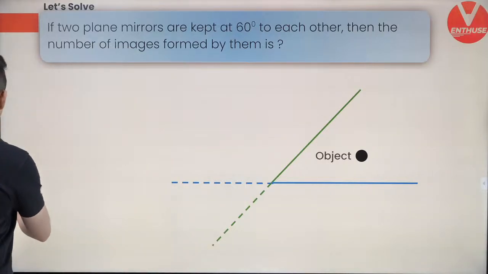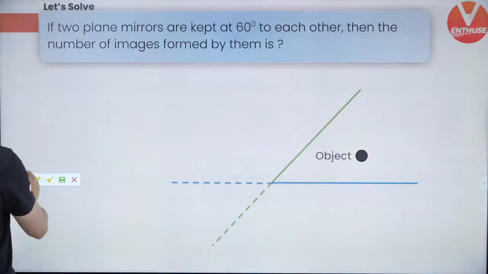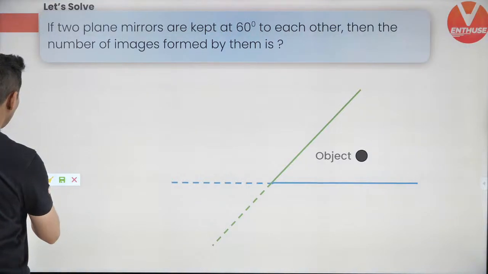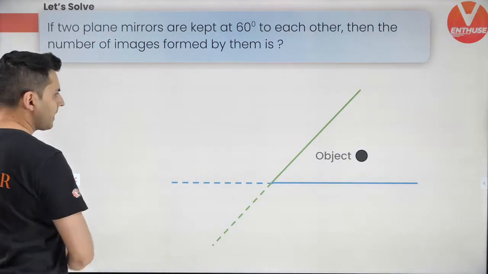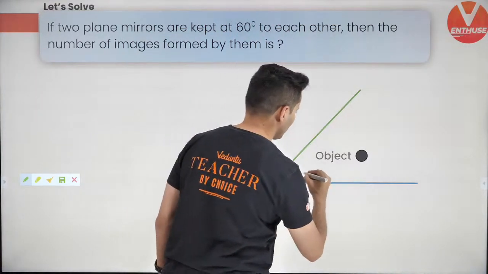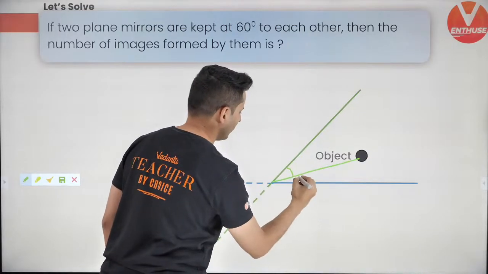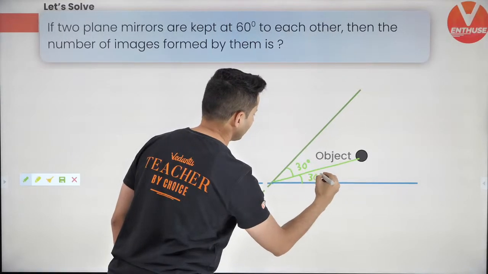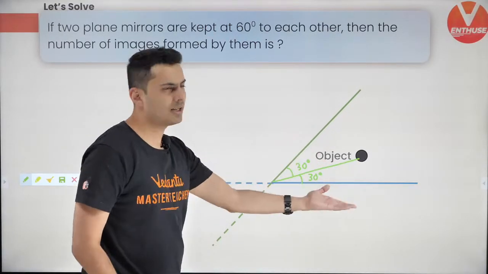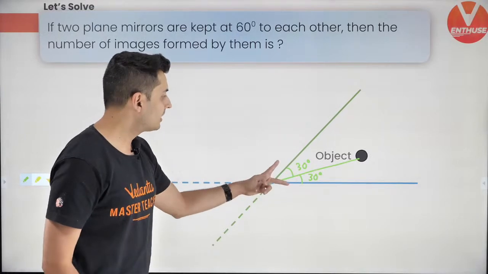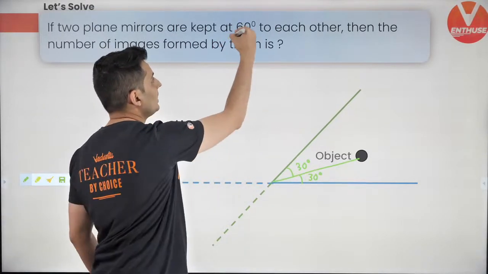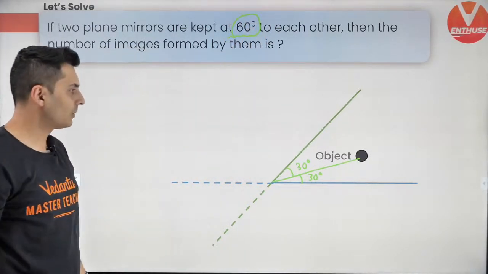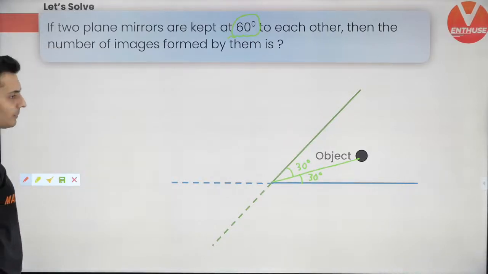Since it has not been mentioned where the object is exactly, let us assume that this object is somewhere over here. Maybe this is 30 degrees and this is also 30 degrees. It doesn't matter. I'm taking it symmetric because it will be easy. Remember, the total angle has been given to be 60 degrees. Okay. Now let's do this one by one.